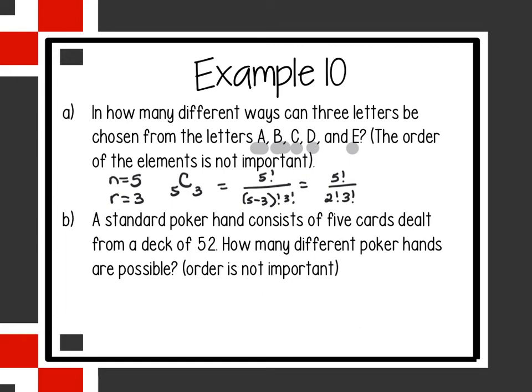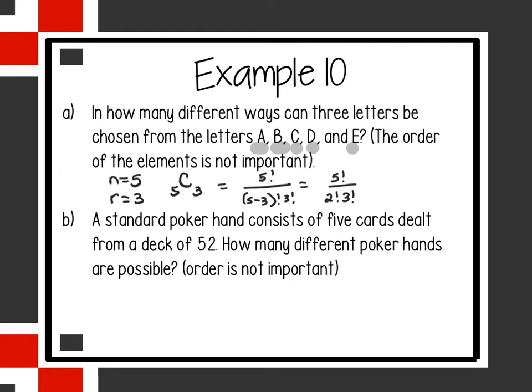So like if it says, how many different ways can the letters A, B, C, D, E be put in order? Now it's permutation. How many different ways can they be arranged? Permutation. Chosen means I can pick any 3 in any order. It doesn't matter.